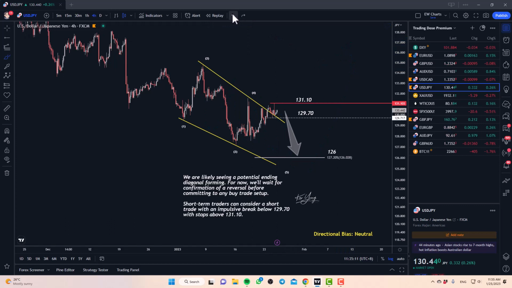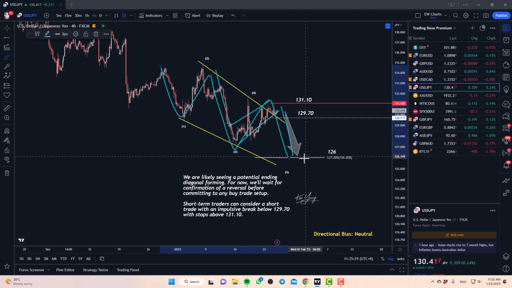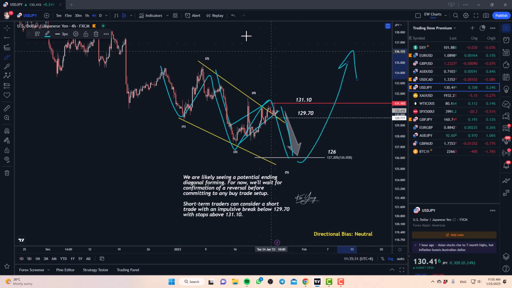But for now, in the near term, what we observe is that this little move up is definitely not impulsive, and this move down is definitely more impulsive. So what this suggests is that there might be a good chance that we get another move down to complete perhaps this 5-wave structure over here, 1, 2, 3, 4, 5, before the eventual move to the upside, right?